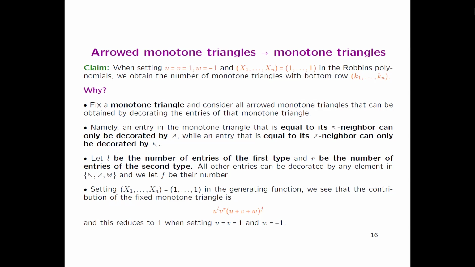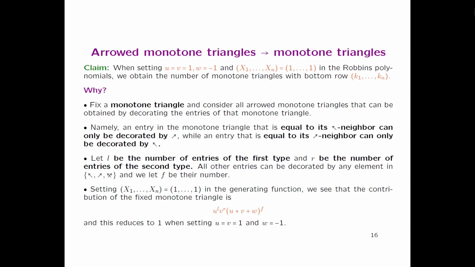And so what is the evaluation that we need to take? So we need to set u and v equal to 1, w equal to -1, and all xi's equal to 1. And my claim is that if you do this in the Robbins polynomial, you get the number of monotone triangles with a fixed bottom row. So why is this? So take a monotone triangle, and then consider all possible decorations of these monotone triangles.